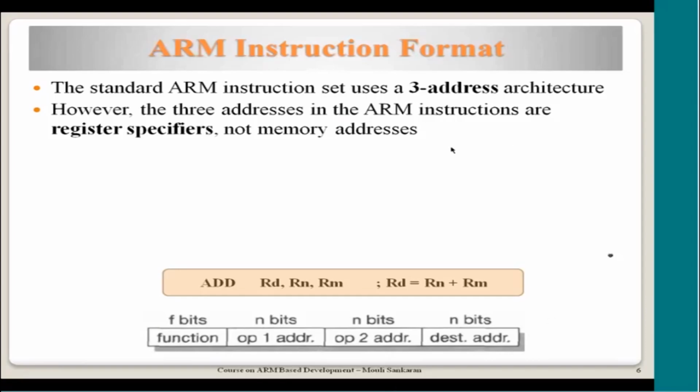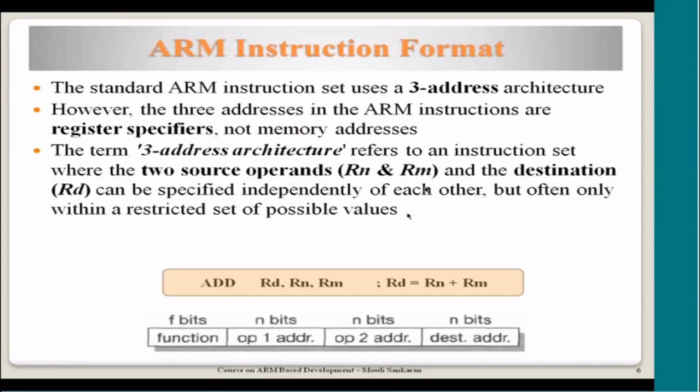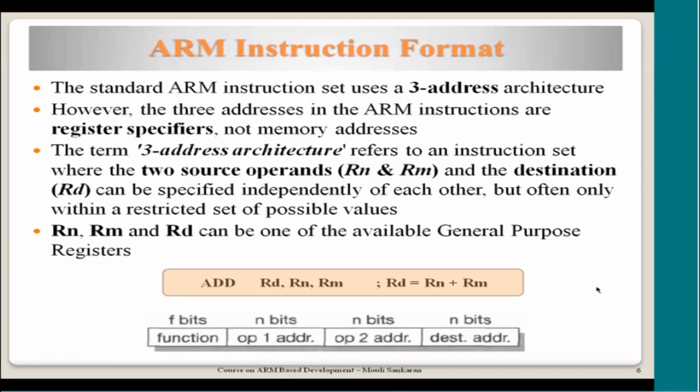Now the three address format, all register specifiers are given here as two operands and one destination address. So two are source operands as I mentioned, and one is the destination register. There are some restrictions on which registers can be used in a particular location based on the type of the instruction, that we will be covering when we touch upon each of the instructions in detail. So this is the general format. These three can be any of the available general purpose registers.